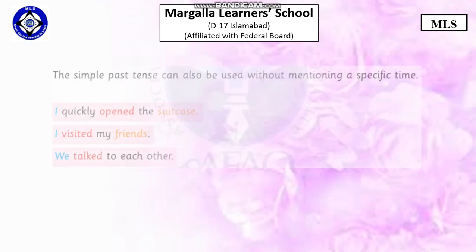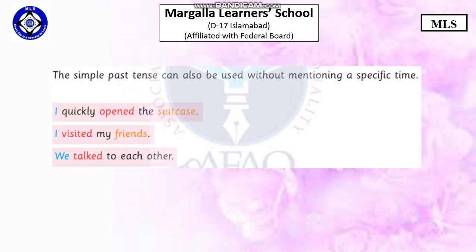Now let's come to the second way of making a simple past tense, which can be used without mentioning a specific time. For example, I quickly opened the suitcase. Here the time is not mentioned, right? We're not specifically defining within what time limit the suitcase was opened, but we are telling that it was opened quickly.